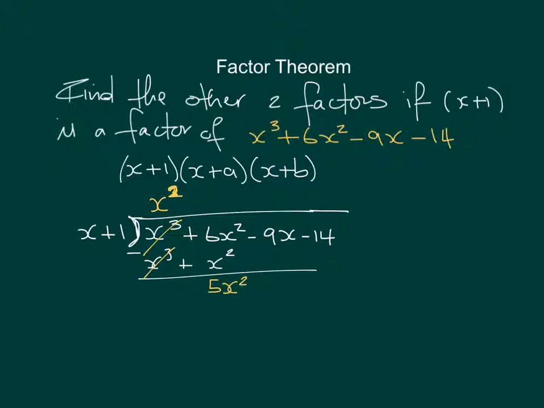Okay. Now, bring down the other bits I haven't used. So I haven't used this minus 9x nor that minus 14. So bring that minus 9x down and that minus 14. Do the same thing now. This is what I've got now left to divide. I'm only interested in the higher power. So 5x squared divided by x is going to give me plus 5x there.